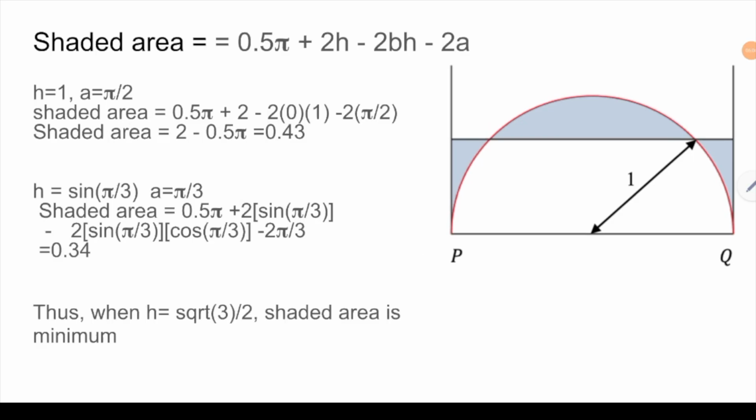This is just substituting the different values of h and a into the original expression. We see here when h equals 1, the shaded area is about 0.43, whereas when h equals square root of 3 over 2, the area is much less. Therefore, we know that when h equals square root of 3 over 2 units, the area is a minimum.